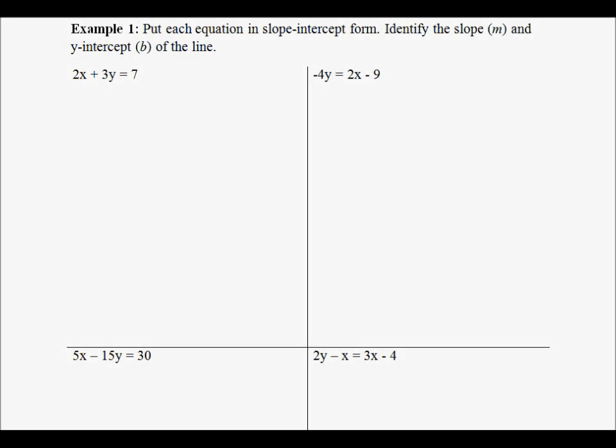Before we actually start graphing the linear equations using the slope-intercept form, we're going to practice putting our equations in slope-intercept form. We've done this skill before in lesson, I believe it was lesson 2.7, when we were solving literal equations and we were just solving for y. Basically, that's all we're doing. We're solving for y. And when we put them in slope-intercept form, our equation should be in this form. y equals mx plus b.